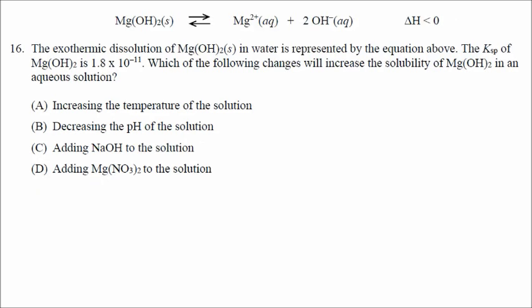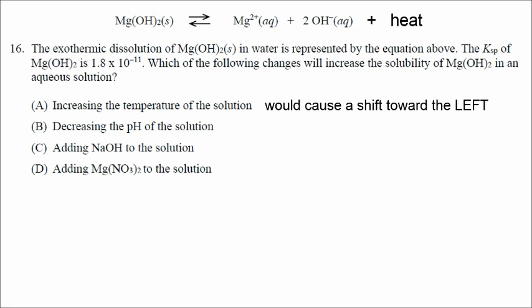Number 16 shows us the exothermic dissolution of magnesium hydroxide in water. And because it's exothermic, we can imagine that on the right side of the equation, we have plus heat. Which of the following changes will increase the solubility of magnesium hydroxide? Well, increasing the temperature is like you're adding heat. And according to Le Chatelier's principle, when you raise the temperature, the reaction will shift in the endothermic direction. In this case, that would cause a shift toward the left.